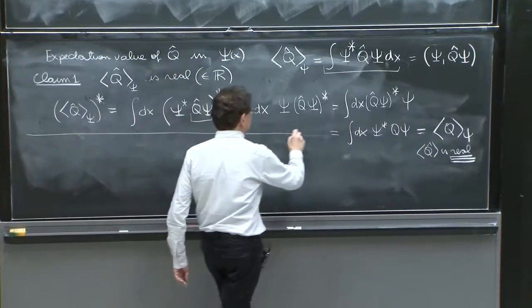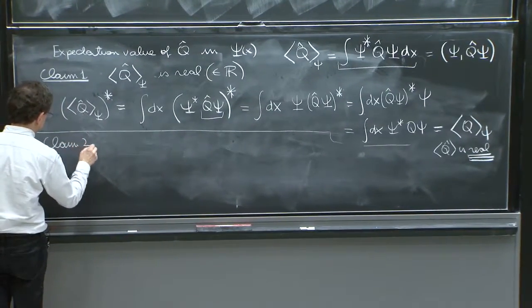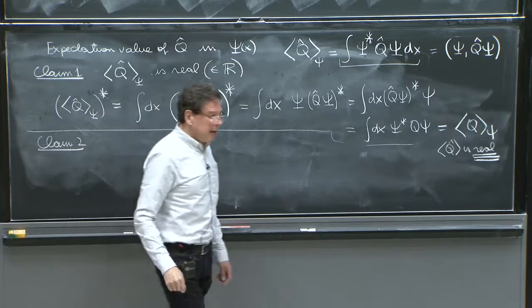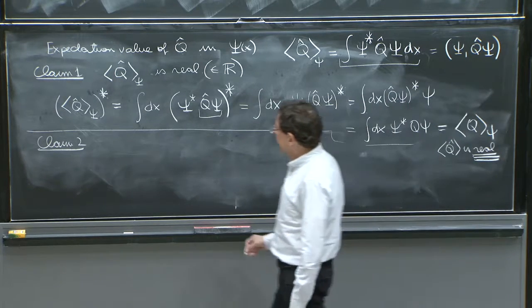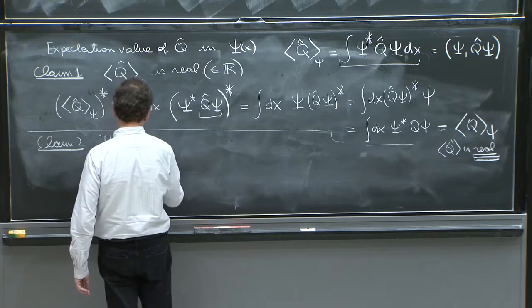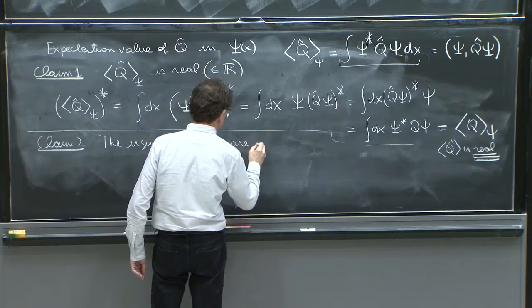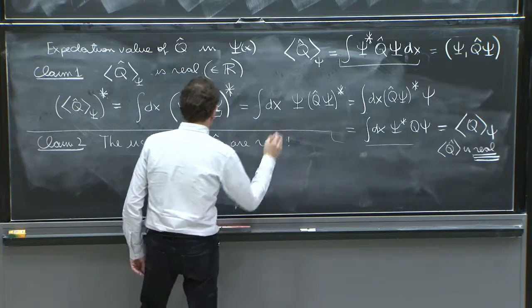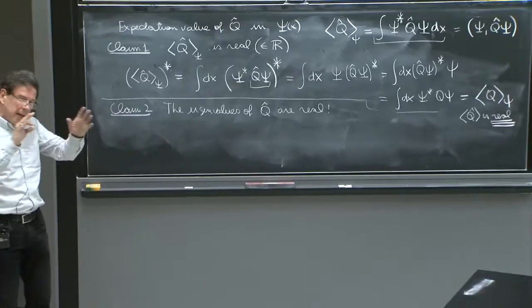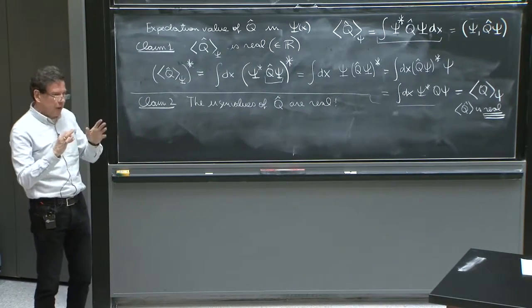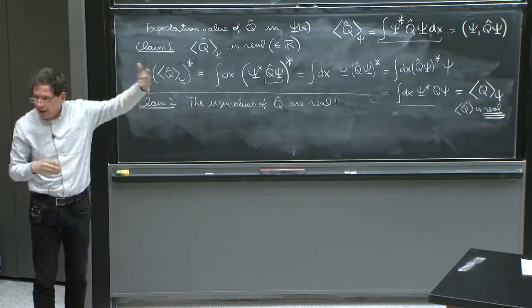The second claim that is equally important, claim 2: the eigenvalues of the operator Q are real. So what are the eigenvalues of Q? Well, you've learned with the momentum operator, eigenvalues or eigenfunctions of an operator are those special functions that the operator acts on and gives you a number called the eigenvalue times that function.